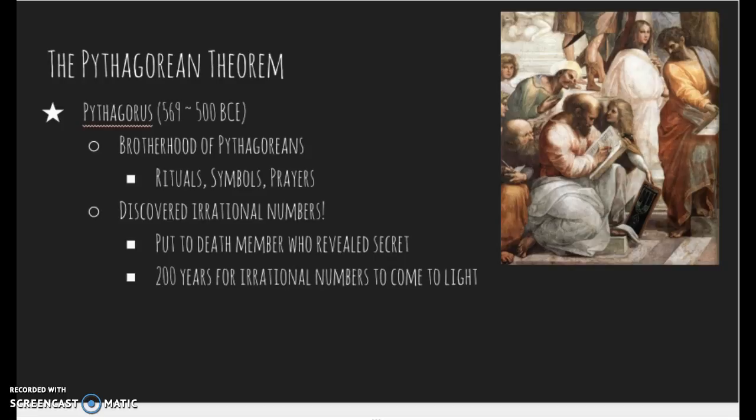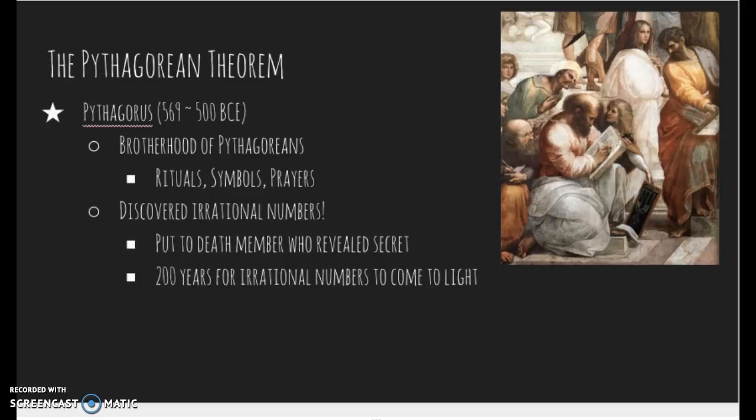Interesting thing was that he created a brotherhood of Pythagoreans, basically math nerds, and they had a whole club. It was very secretive with rituals, symbols, prayers. And during this whole time that he was talking about the Pythagorean theorem, he actually discovered irrational numbers. But that idea so disturbed him at that time, he did not want to have anything to do with that. So he basically kind of buried that idea.